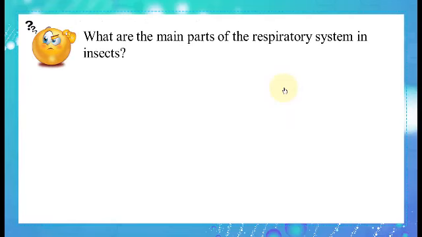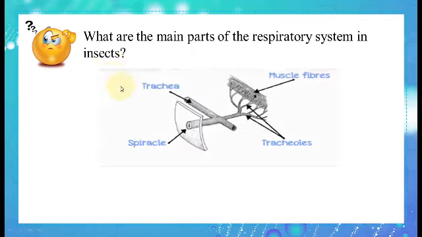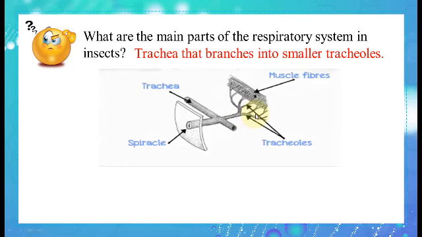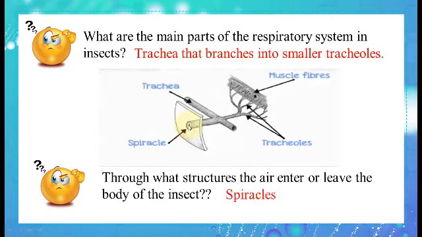After we watched the video, now we are able to indicate the main parts of the respiratory system in insects. It is the trachea that branches into smaller tracheals. Here are the spiracles, which are the structures that the air enters or leaves the body of the insect. Now answer number 1 in worksheet 21. Give the role of the spiracles.